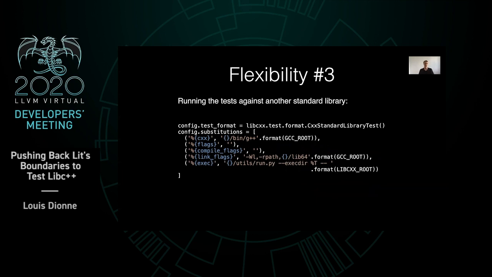And of course, an extension of that is running the test suite against another standard library. So for example, this here is running the test suite against libstdc++. So you just specify that GCC is your compiler, and if that's a tip of trunk GCC, it's just going to use the tip of trunk libstdc++. So it all just works out nicely as well.